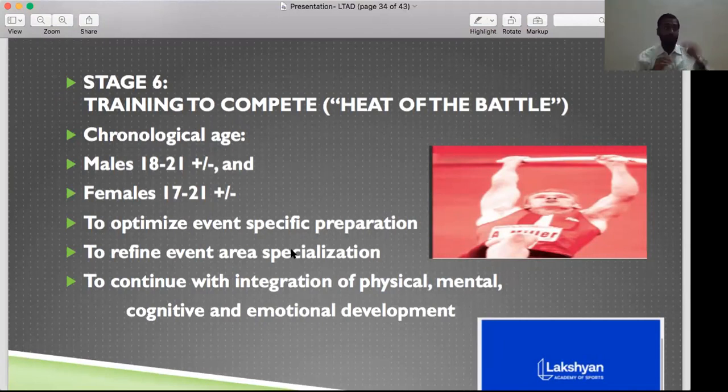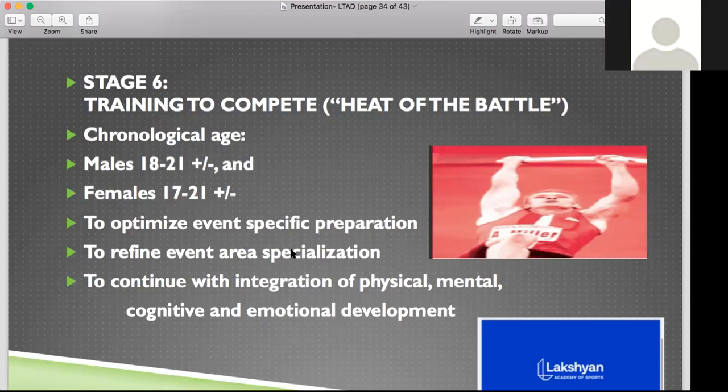I'm going for the World Cup, I'm going for the Olympics. How do I register my whole plan? How do I create a periodization cycle? It all starts to happen here, right? And even if it becomes serious, we do not let go of the integration of the physical, mental, cognitive, and emotional aspects. In fact, at this stage, the emotional and cognitive aspects need to be taken care of more, because the pressure mounts completely at a different level now.